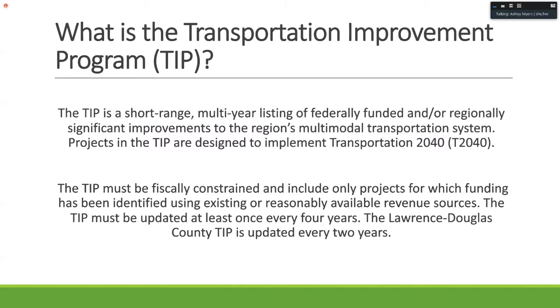And it is federally required to be fiscally constrained, and it includes federal projects and regionally significant projects, like I mentioned, and it needs to be updated every 4 years. We update ours every 2 years because we do quarterly amendments, and then in order to keep it so there's not a lot of amendments, we redo the document every 2 years.